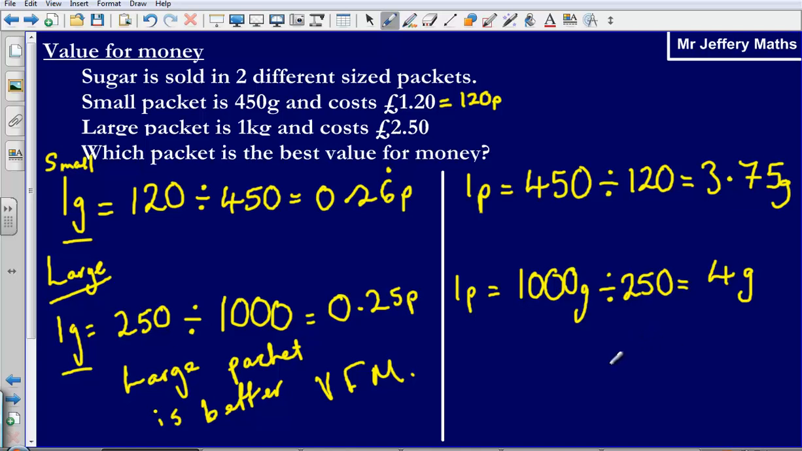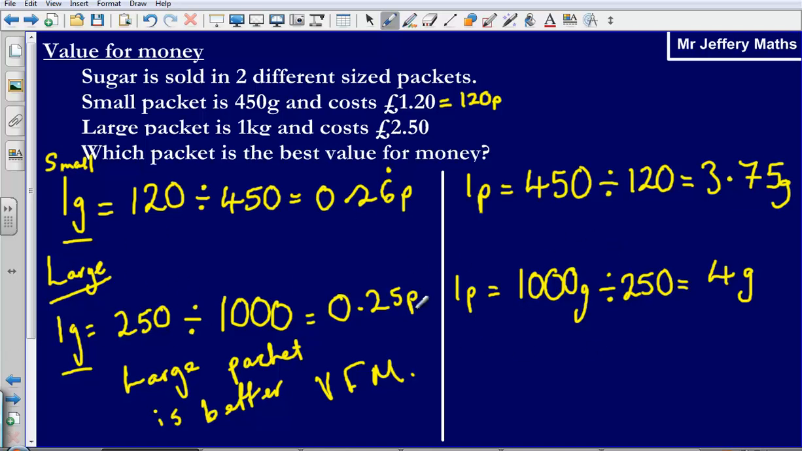So now I can see, well, okay, which packet is the better value for money? Well, I'm paying 1 pence and getting 3.75 grams for that 1 penny that I'm spending with the small pack. When I'm spending 1 penny with the larger packet, that gets me 4 grams of sugar. So again, I come to the same conclusion. The larger pack is better value for money.